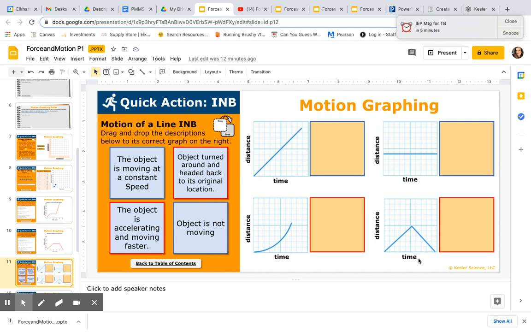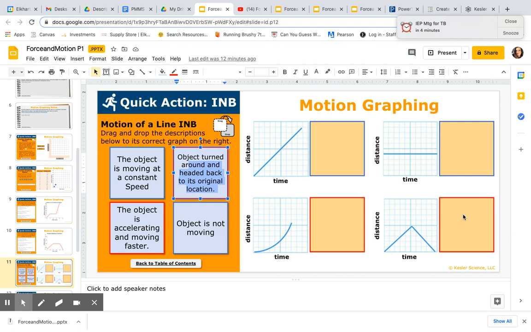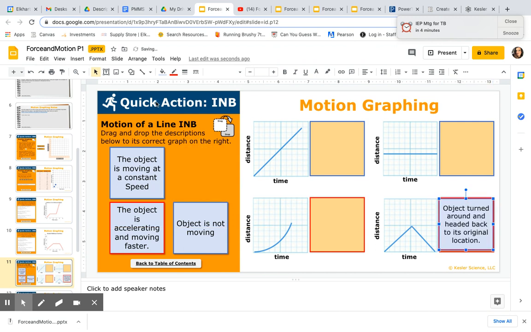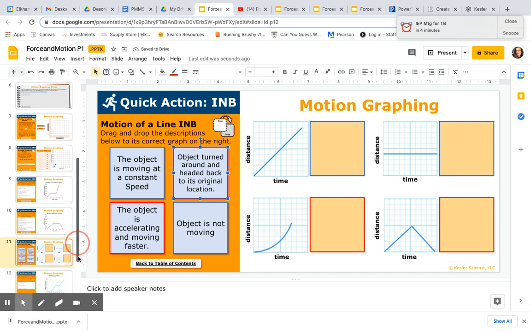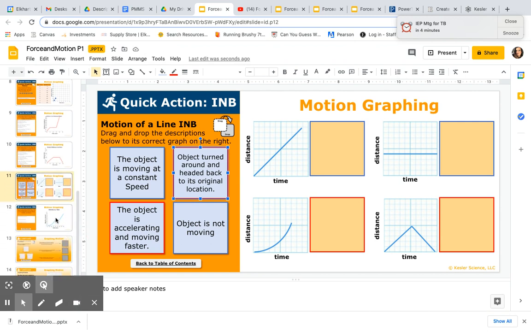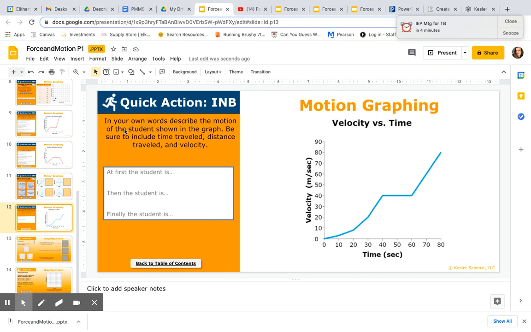So, for example, let's do this one. We have from this corner up and then back down. So this object turned and headed back to its original location. So you would take and drag that over to the right box, like that. In your own words, describe the motion of the student shown in the graph. Be sure to include time traveled, distance traveled, and velocity.